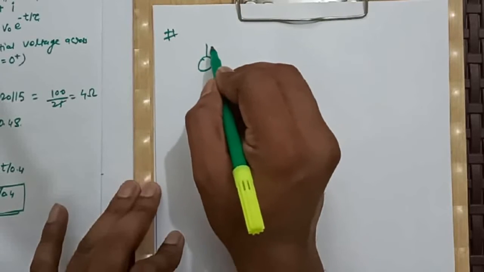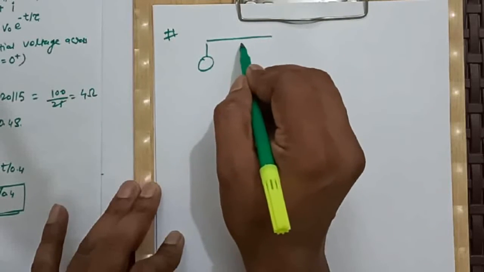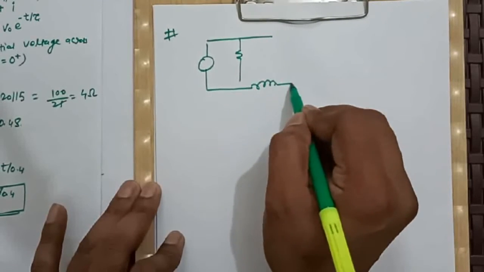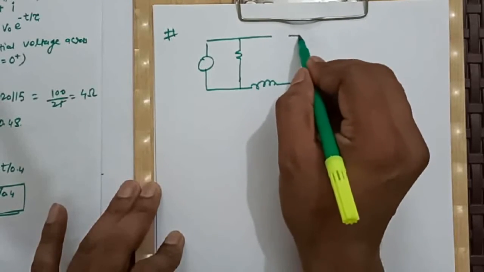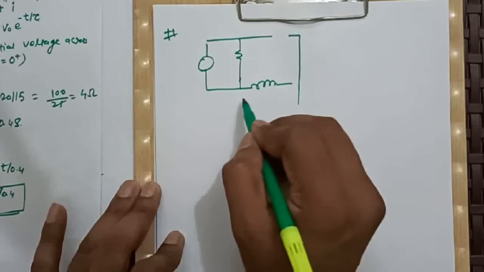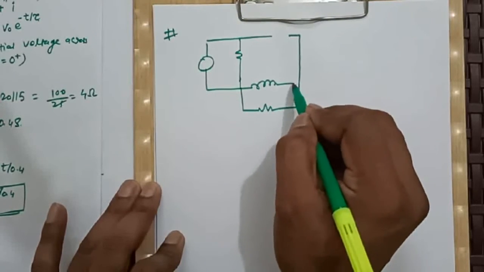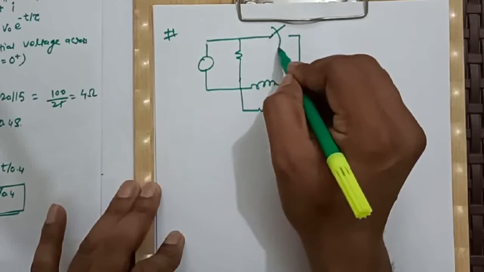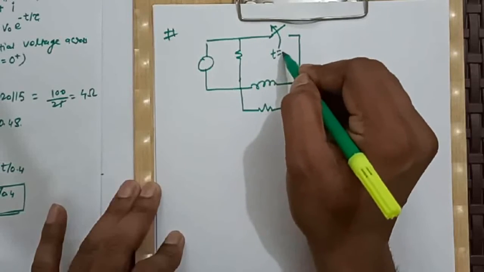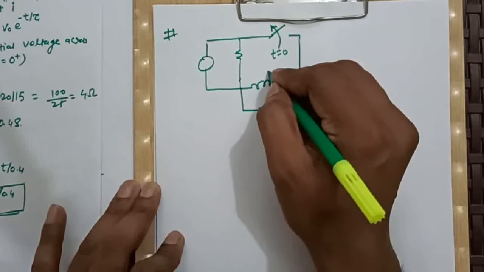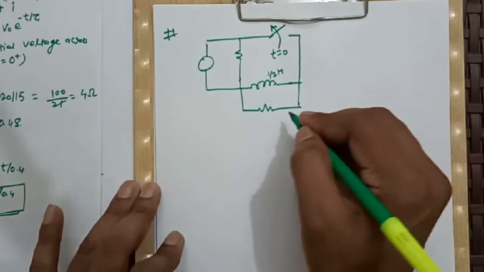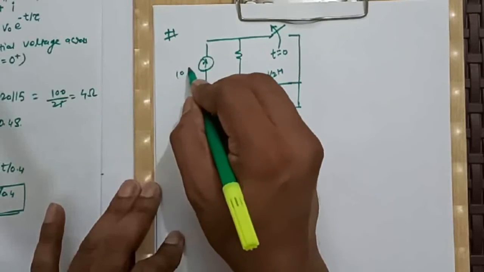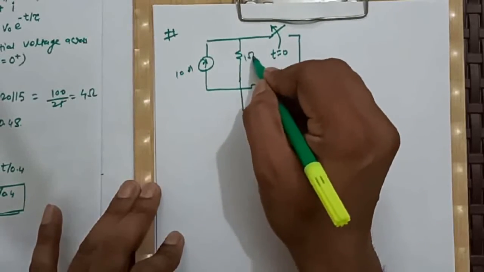A current source, a resistor, an inductor, a resistor. This is the switch which is getting opened at t equal to 0. This is half Henry, this is 2 ohm, this is 10 ampere, and this is 1 ohm.